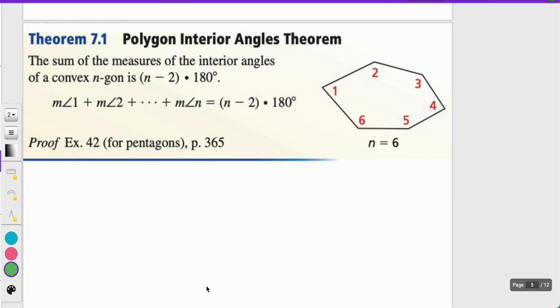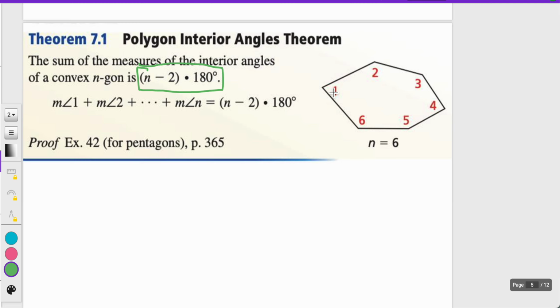The next thing we're going to talk about, and this is one that you can fill in on your theorem sheet, is theorem 7.1, the interior angles theorem. When you want to find the sum of the measures of the interior angles, you can take the number of sides, subtract 2, and multiply by 180 to find the total amount of degrees.